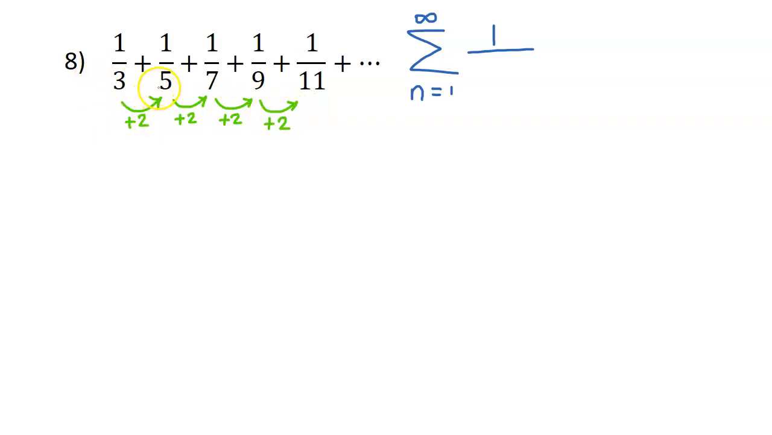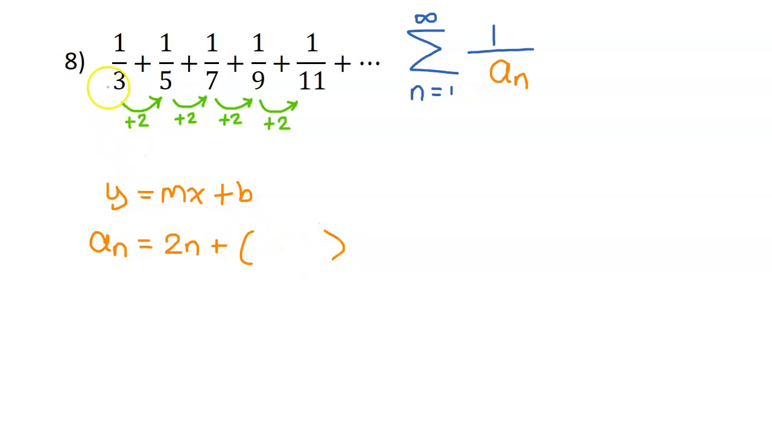The expression for the nth term will be linear. I'm looking for an expression an that represents the nth denominator. I know it's going to be linear, so I'm thinking y equals mx plus b. In my expression for an, the m is going to be the common difference of 2. So I know an is going to equal 2n plus something. This b value can be found by subtracting the 3 minus the 2. So this is going to be 2n plus 1.